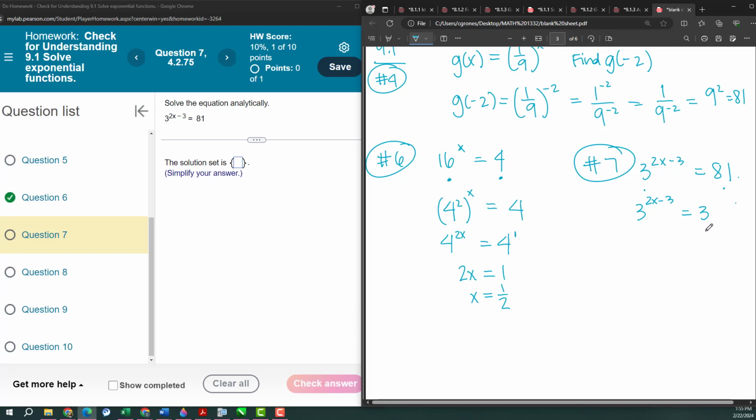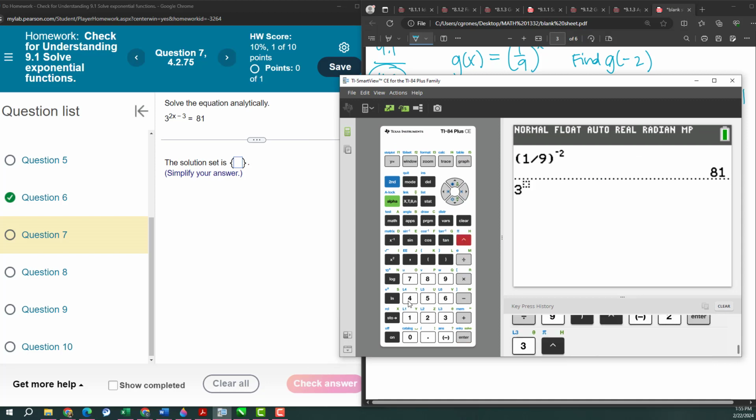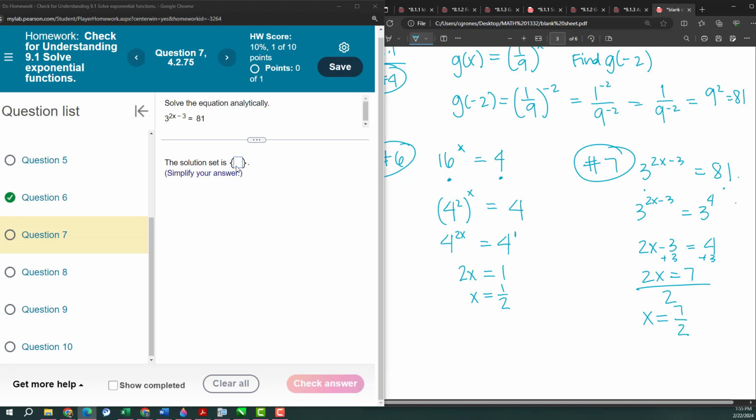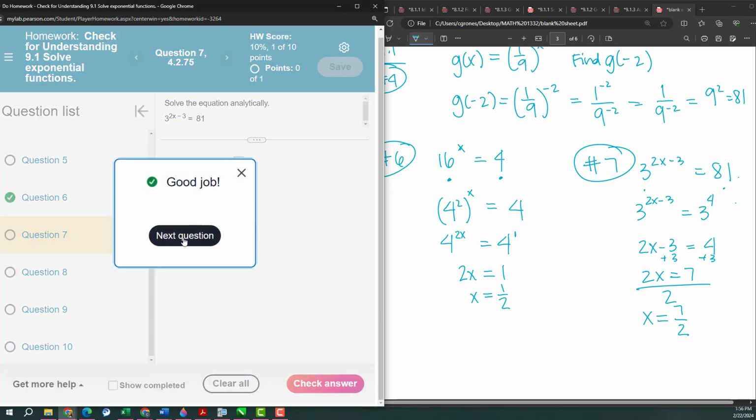So we know 3 squared is 9. 3 cubed is 27. So let's try 3 to the 4th and we get 81. Great. So 3 to the 4th is going to be equal to 81. Now we can set our exponents equal to each other. 2x minus 3 equals 4. Okay, and now we can solve for x, which gives us that x equals 7/2. It doesn't specify how they want the answer, so I'm assuming.